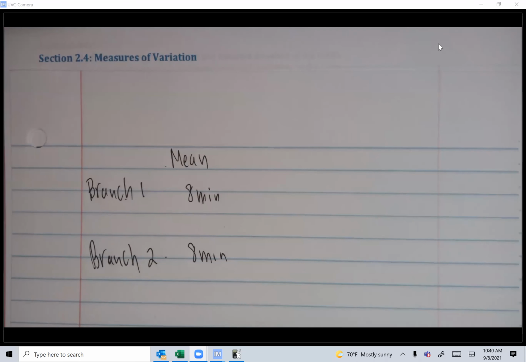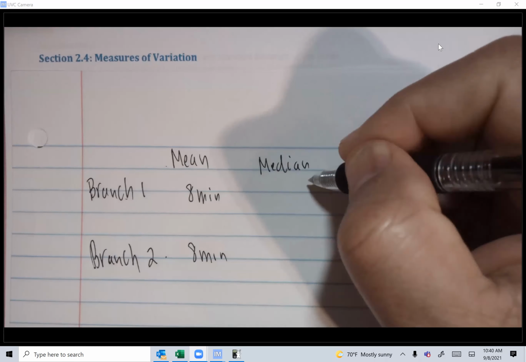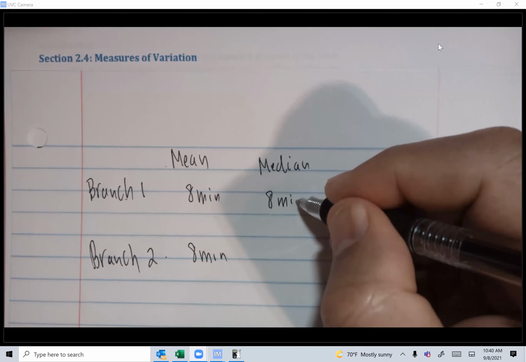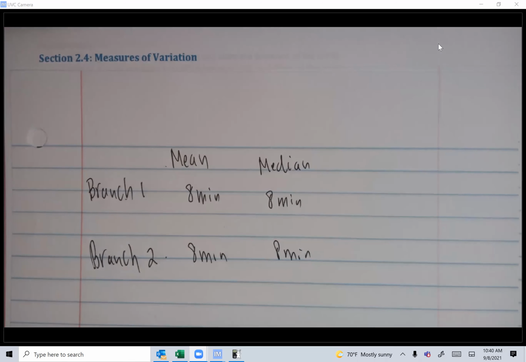Then another student will say, well, Mr. Bazzi, we learned about the median. Why don't you find the median? And the one that has a lower median will go to it. I said, that makes sense. So we do the median, and it turns out to be 8 minutes and 8 minutes. Well, that's still going to be tough for us to decide which branch we're going to go to, because they both offer the same mean and median wait time.